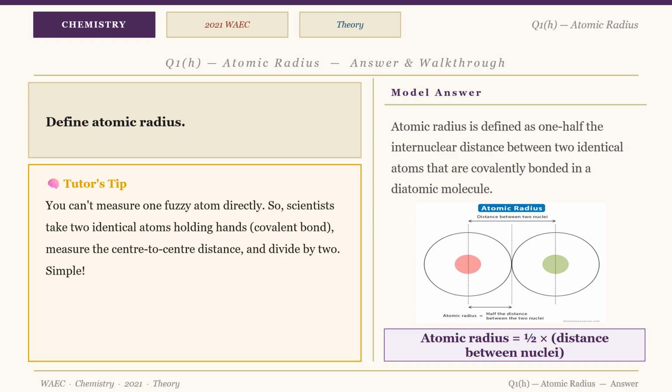So here you can see, here's the distance between the two nuclei, which is plural for nucleus. So here is one and here is the other, and then 1/2 of this full distance would give us the atomic radius, which is half the distance between the two nuclei. So atomic radius is given as 1/2 times the distance between the nuclei. Now move to the next question.